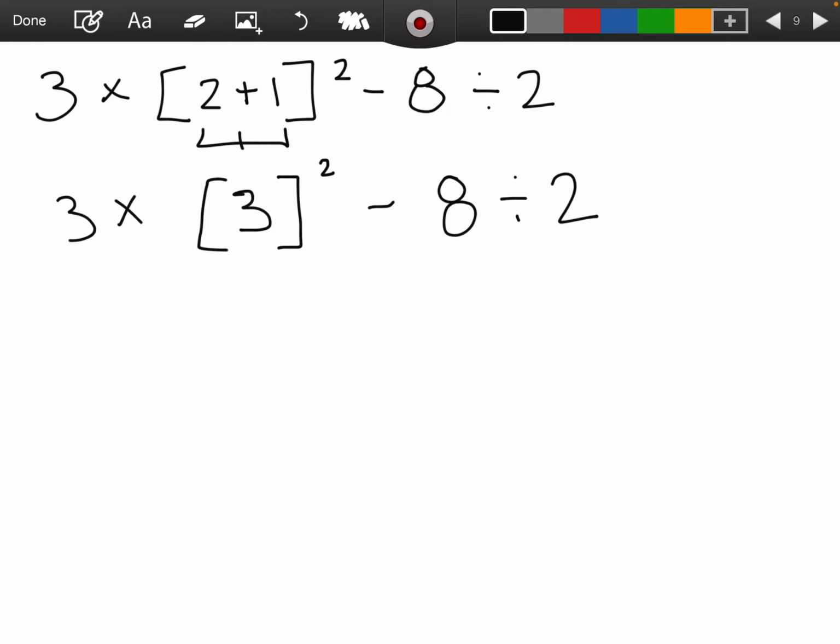All right, and this is what we're left with. So I'm leaving the brackets in so it doesn't look too confusing, but just know that you don't really need it because there's no group of numbers inside the parentheses or the brackets.